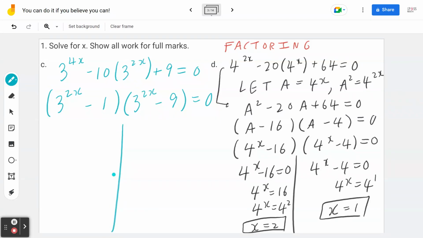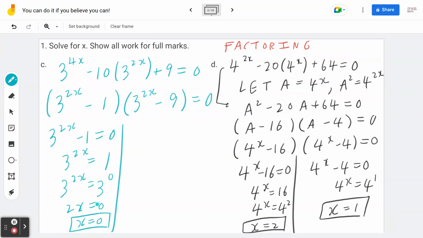Again, I'm going to draw a line in the middle, divide this into two different columns. In the first column is going to be 3 to the power of 2x minus 1 equal to 0. This means 3 to the power of 2x equals 1. This is exactly example 1a. So 1, of course, is the same as 3 to the power of 0 in this case. You have the same base. You can equate the exponents. You can solve for x. So if 2x becomes 0, x equals 0.